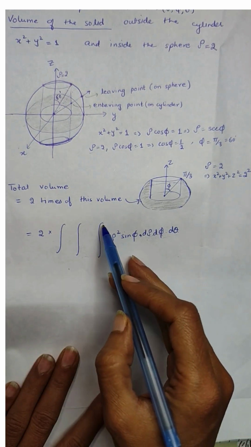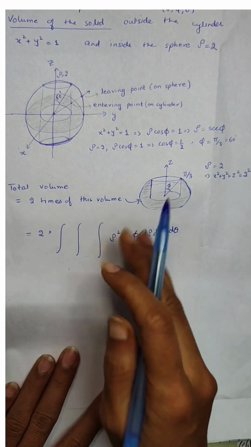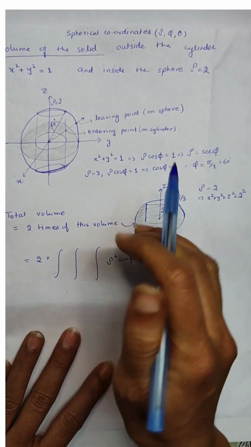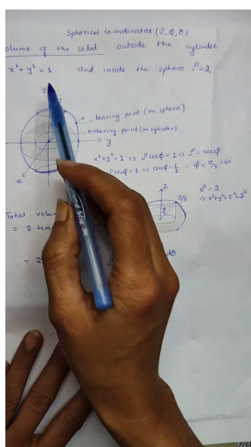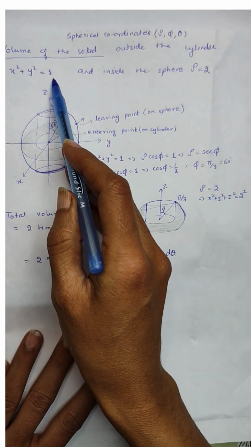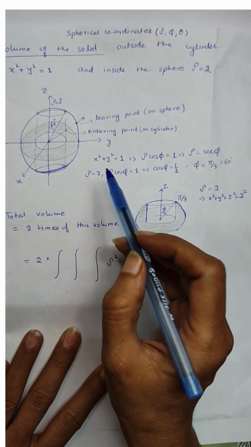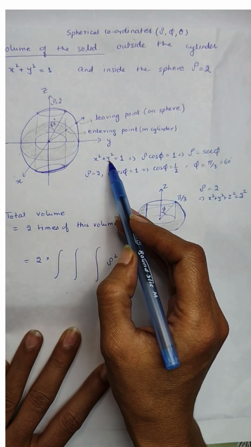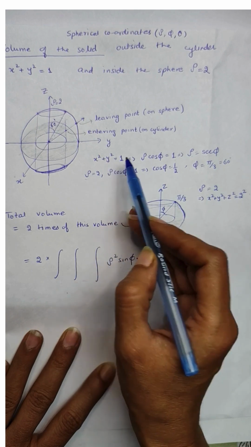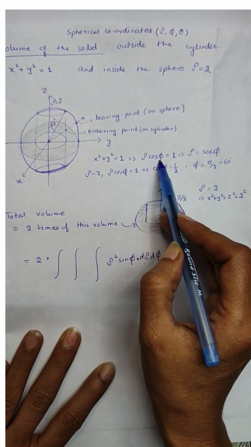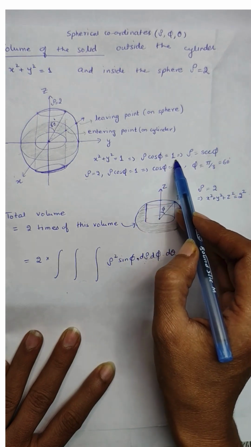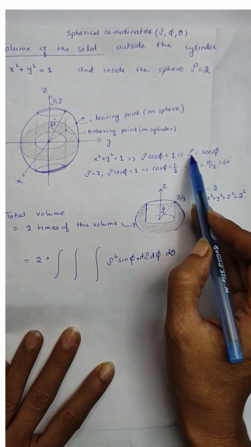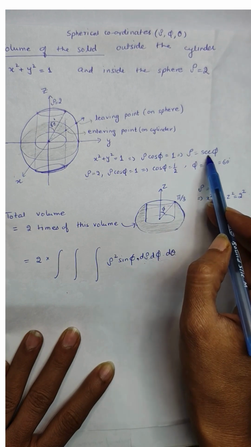Now we set up the limits of integration. To do that, we solve a bunch of equations. First we write the equation of this cylinder, x squared plus y squared equals 1, in spherical coordinates. We substitute the expressions for x and y in terms of spherical coordinates, and we obtain that the equation of the cylinder is rho cos phi equals 1. Solving for rho, we find that rho equals secant phi.